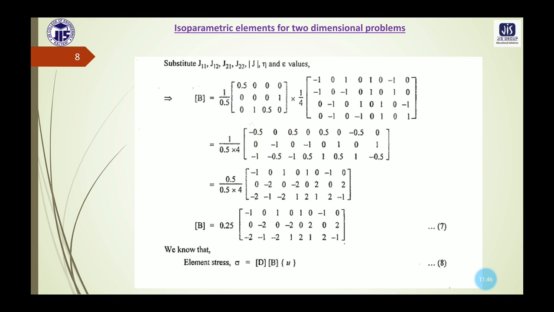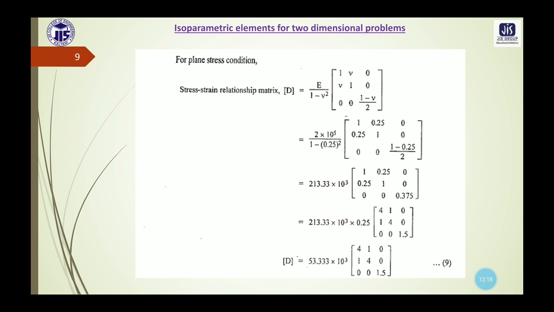Now for the third part of this numerical, we need to calculate the element stress, which is sigma equals D matrix multiplied by B matrix multiplied by U. Now the value of the B matrix we have already calculated, which you can see here as equation number 7. The displacement U matrix is given in the numerical, and that means we need to only find the value of the D matrix. Now this D matrix is actually a stress strain relationship matrix. Now we need to take into assumption the plane stress condition, which is given here in the numerical.